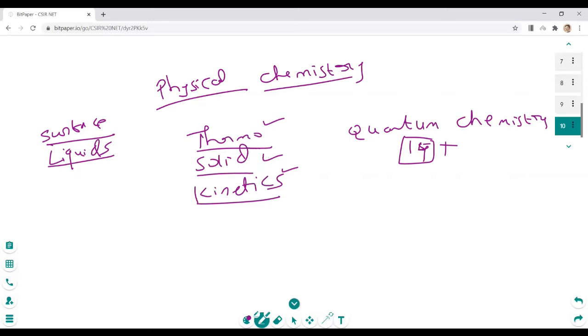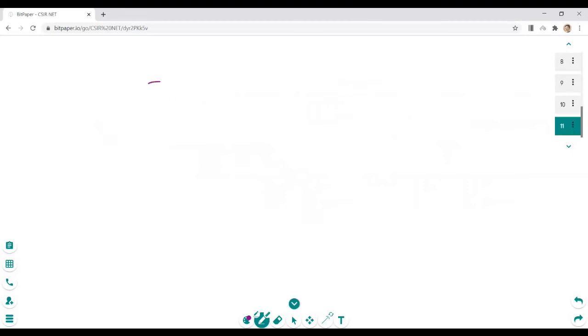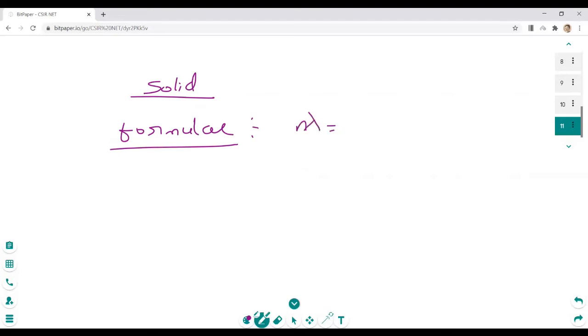In that, for me, the easiest one you can tackle is solid state. Okay, in solid state, what's very important? Formulae. Solid state is everything about formulae. You have to learn all the formulae, starting from n lambda equals 2d sin theta. I hope you know what this law is. This is the Bragg's equation.